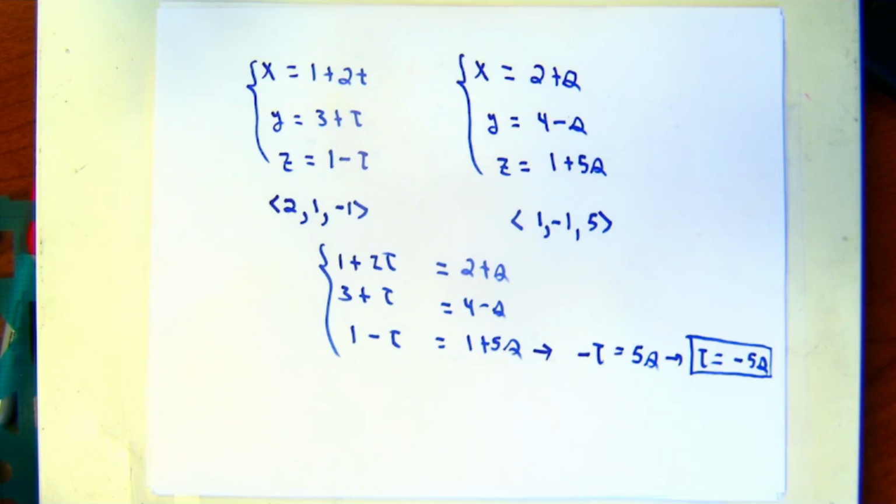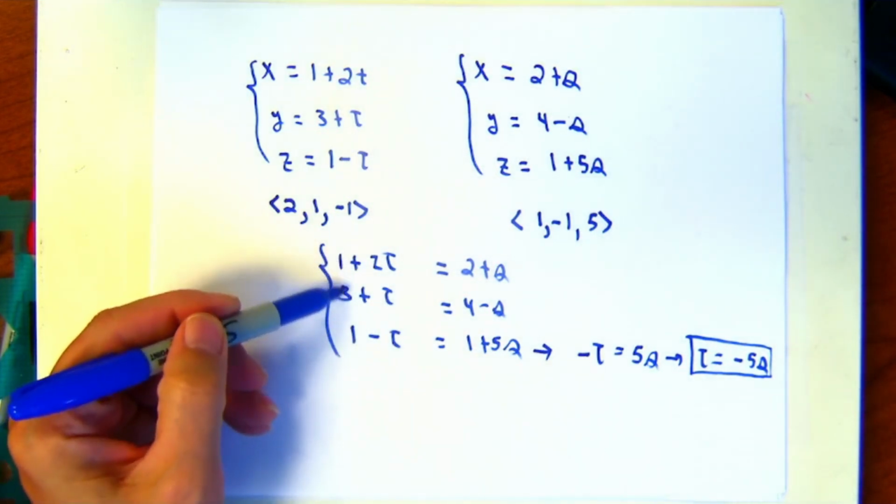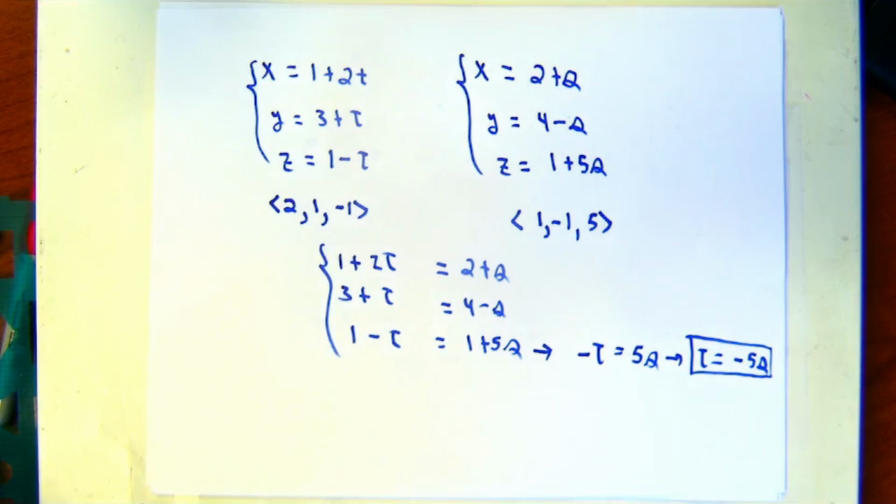What I'm going to do is, in these first two equations, every place where I see the letter t, I'm going to replace it with negative 5 times s, and then see what I can do with that.